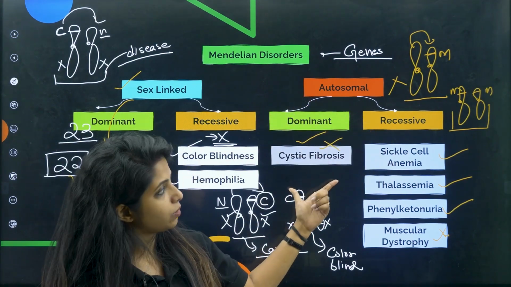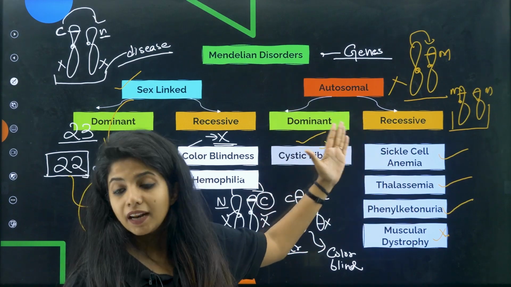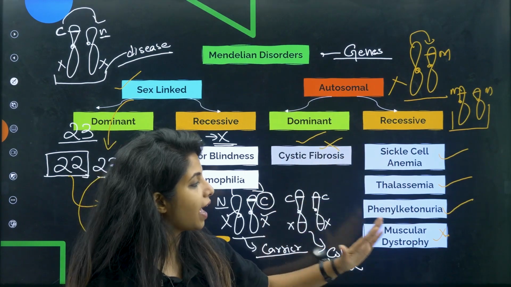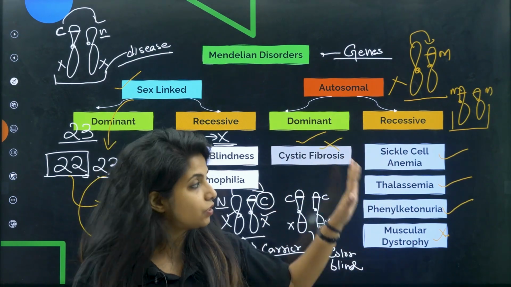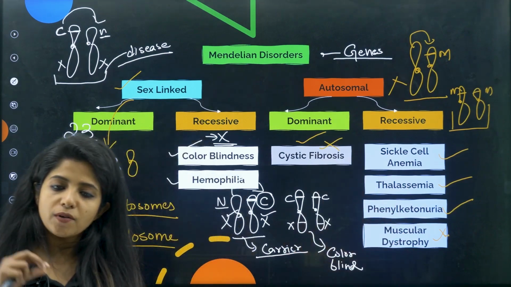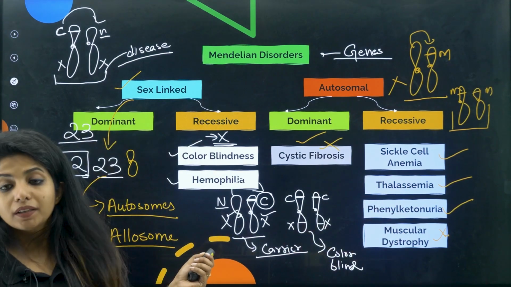The dominant one is cystic fibrosis. The recessive ones are sickle cell anemia, thalassemia, phenylketonuria and muscular dystrophy. Got it? This is not sex-linked. Now, one by one, we will study each of them. So let's start with color blindness first.